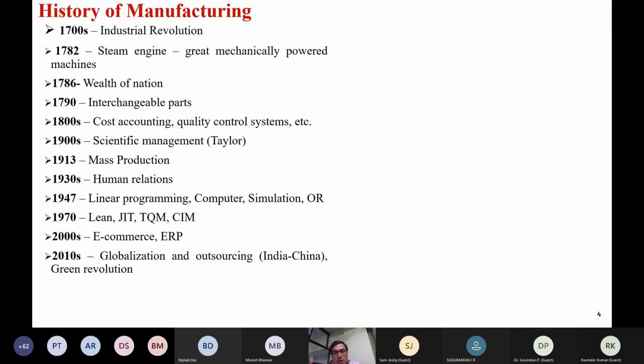In the 1880s, cost accounting and quality control systems were introduced, to see how these can help the manufacturing industry. Then management concepts were introduced: scientific management, Taylor, work study, motion study. I think the participants belong to the mechanical engineering department, so they must have basic knowledge of industrial engineering. Industrial engineering was introduced into industry to enhance efficiency and productivity.